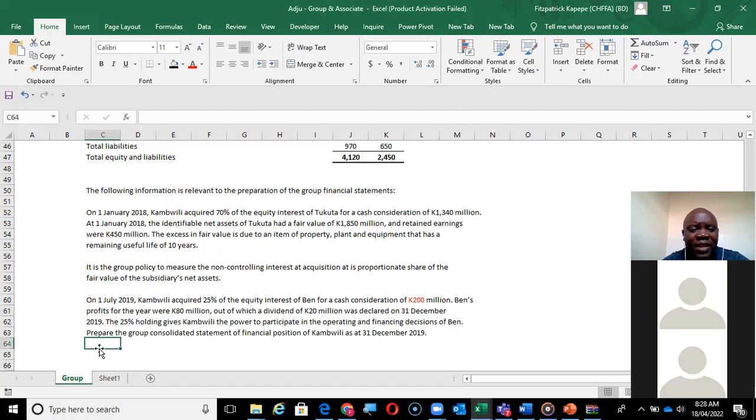On 1st July 2019, Cambidi acquired 25% of the equity interest of Ben for a cash consideration of 200 million kwacha. Ben's profits for the year were 80 million kwacha, out of which a dividend of 20 million was declared on 1st December 2019. The 25% holding gives Cambidi the power to participate in the operating and financing decisions of Ben. Prepare the group consolidated statement of financial position of Cambidi as at 1st December 2019.